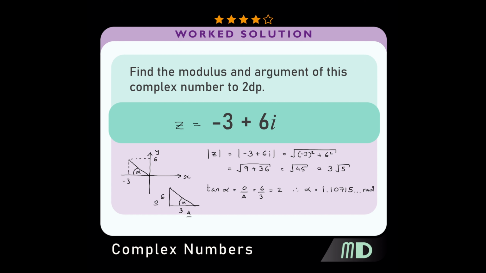The argument of z is the angle between the line representing the complex number and the real positive axis. By subtracting alpha from pi, we get a value for the argument equal to 2.03 radians.